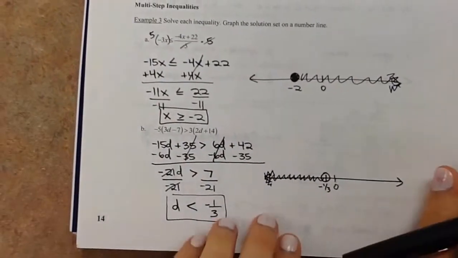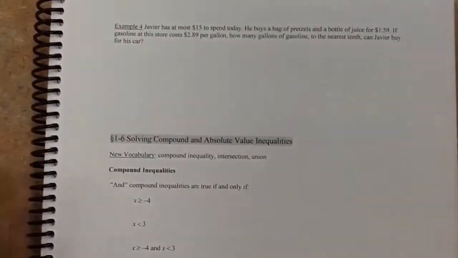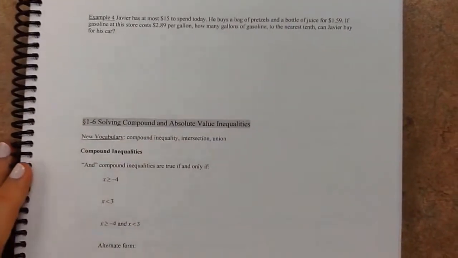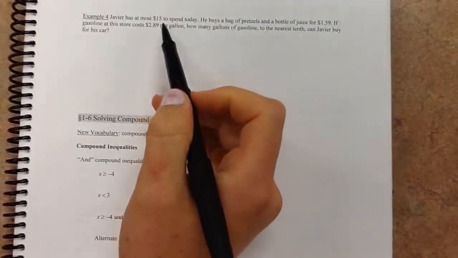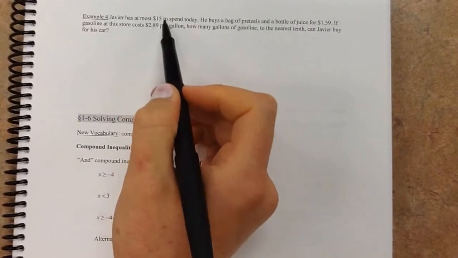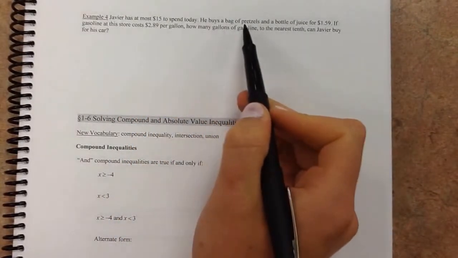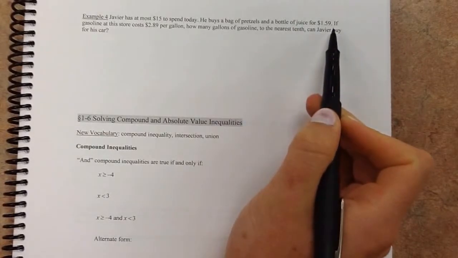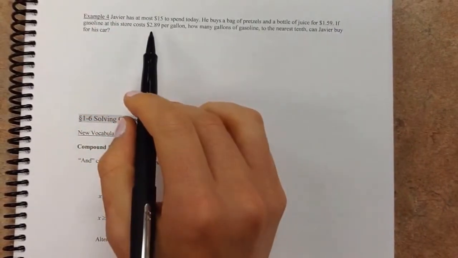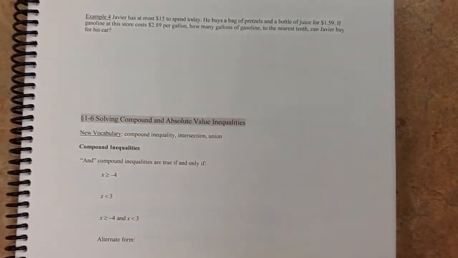We've got one more example. This one's kind of an application problem. So Javier has $15 to spend today. So at most $15. That kind of starts to sound like an inequality problem. He buys a bag of pretzels and a bottle of juice for $1.59. If gasoline costs $2.89, how many gallons can Javier buy?